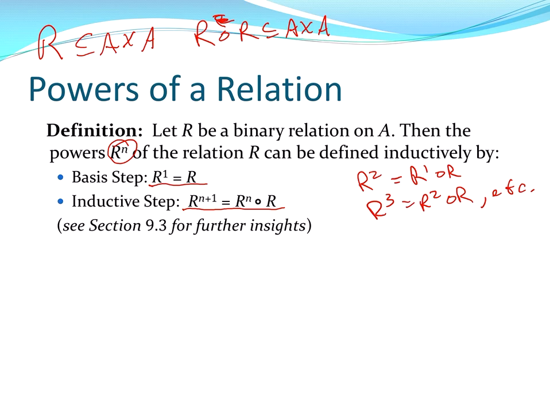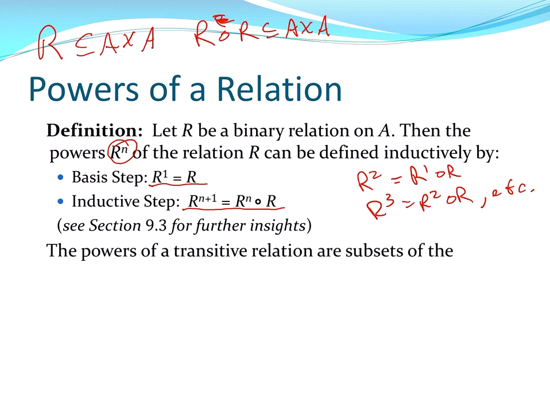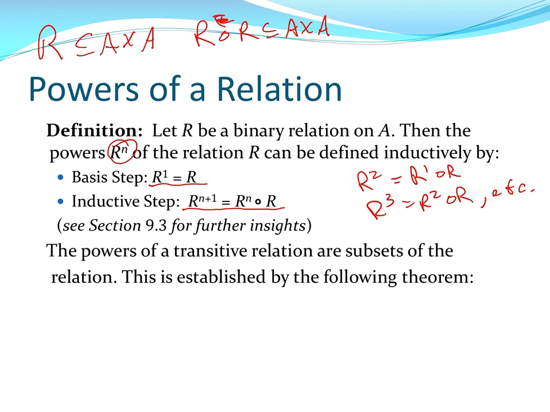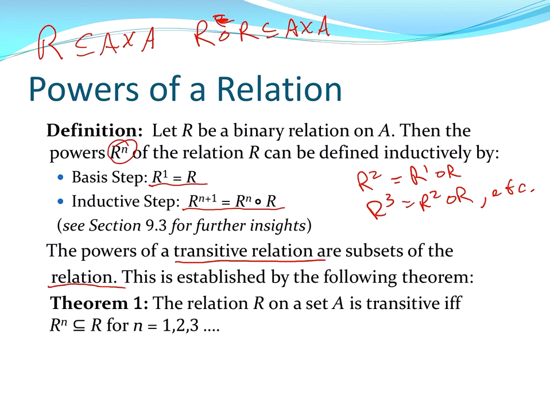They have an important property related to the transitivity property. Powers of a transitive relation are subsets of the original relation. So that's a way we can check to see if a relation is transitive. A relation R on a set A is transitive if and only if all powers of the relation are a subset of the original relation.